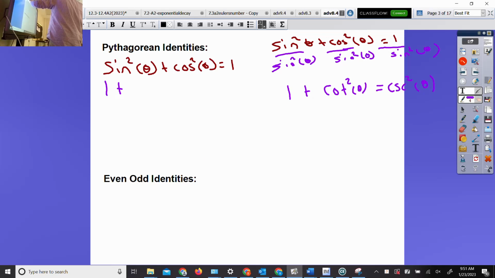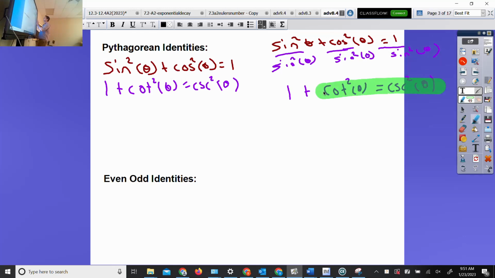1 plus cotangent squared of theta is cosecant squared of theta. And in a perfect world, you memorize all three of them, but the reality is what you tend to do is you memorize the first one and derive the next two. It's not hard to do. The second one's going to be divided by cosine squared. Okay, I should have written that down there.